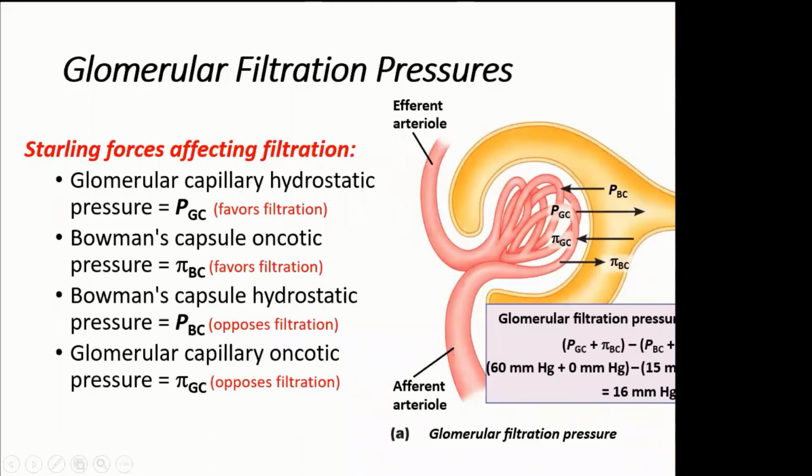So here we can see the values for that. Our hydrostatic pressure of Bowman's capsule is significantly lower than the hydrostatic pressure of the glomerular capillary. And we can see that the glomerular capillary oncotic pressure is much higher than the oncotic pressure of Bowman's capsule, because we still have all those proteins basically getting concentrated within the glomerulus.